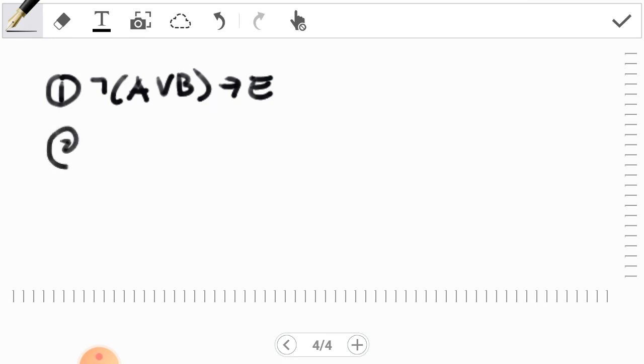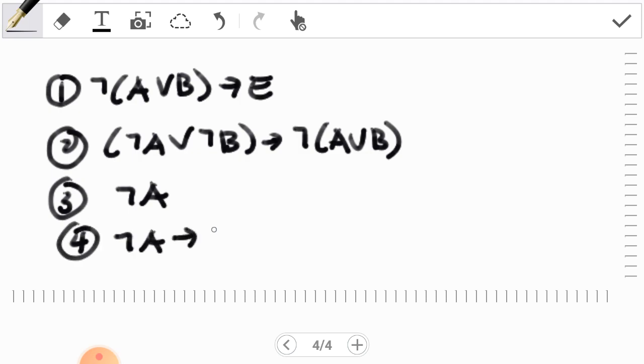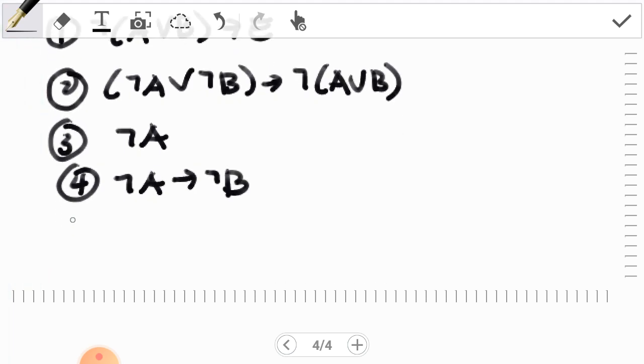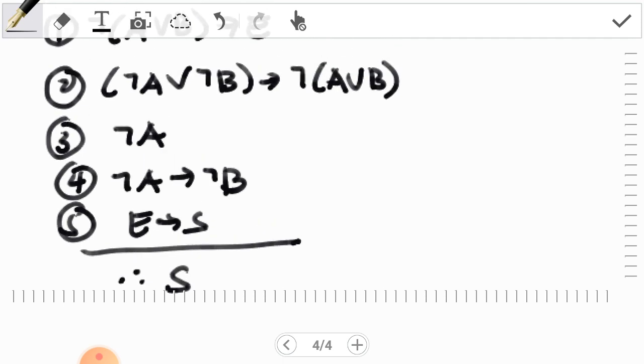Okay? One more example. First premise, we have not A or B implies E. Second premise, not A or not B implies not A or B. Third, not A. Fourth, A implies not B. Fifth, E implies S. Conclusion, S. Okay, there you have it.